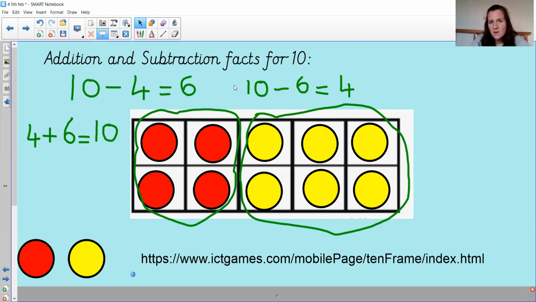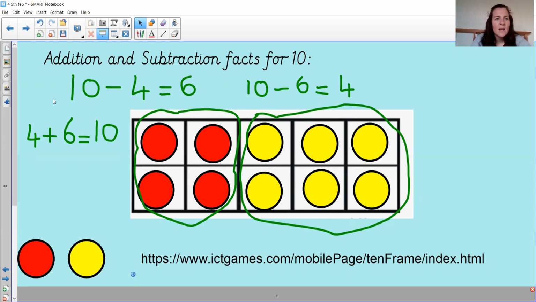So what we're going to do is see if we can see any patterns between adding and taking away. As you can see, I've been a bit busy and I've written some of the subtraction facts for what's in my tens frame. So I've got 6 yellow counters and 4 red counters. This part is 6, this part is 4, and I've written some subtraction facts. You can say them with me. 10 take away 6 equals 4. So 10 take away those 6 yellow would leave me with 4 red.